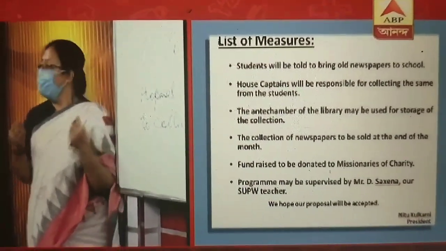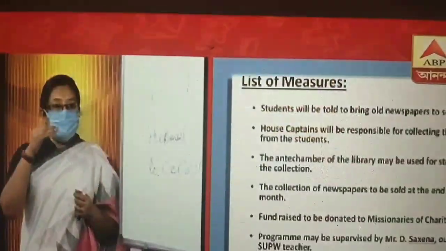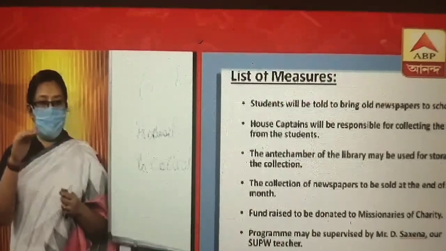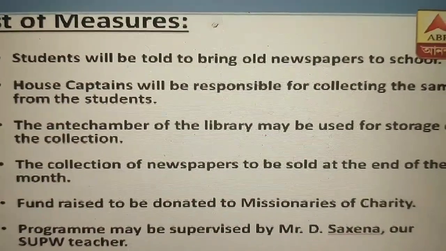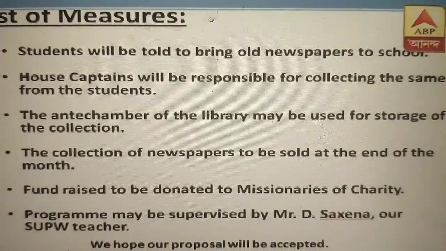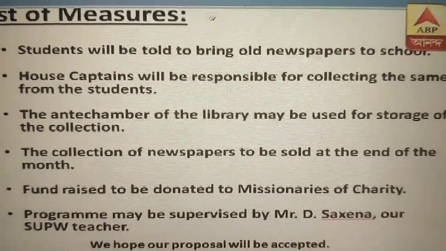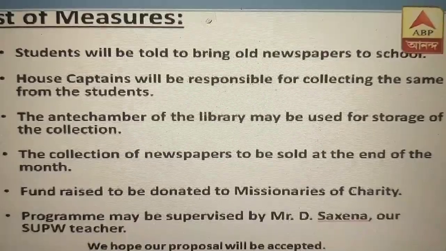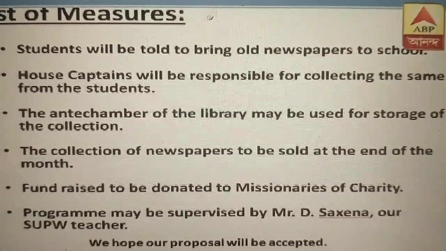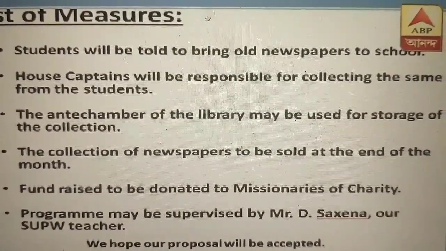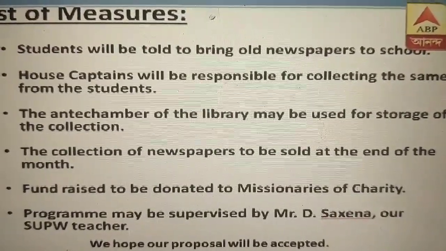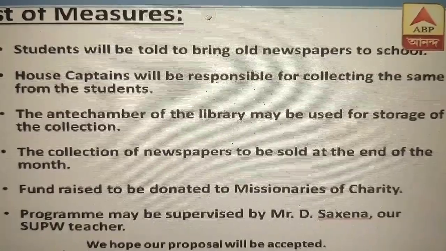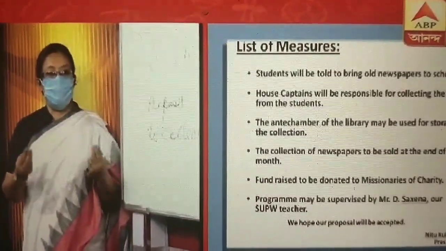So I was talking about list of measures. It's given there in the title, list of measures. You enlist the points, step by step, how you will go about with the program. So what do you do for a newspaper collection program? The first thing, students will be told to bring newspapers to school. Simple thing, you see. It can easily come to your mind. Students will bring old newspapers to school.